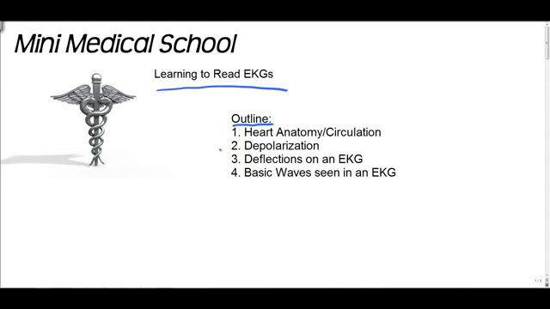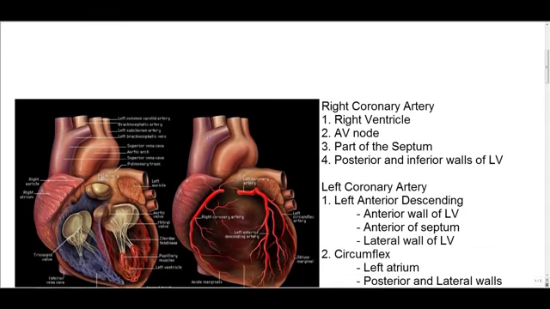So the outline for today's lecture will be understanding heart anatomy and circulation, understanding what depolarization means and how it occurs in the heart, looking at deflections on an EKG, and understanding the basic wave patterns seen in the EKG. Understanding these basic concepts will help you tackle any complicated EKG. And let's first go on to heart anatomy and circulation.